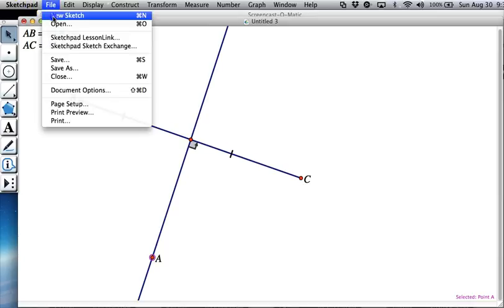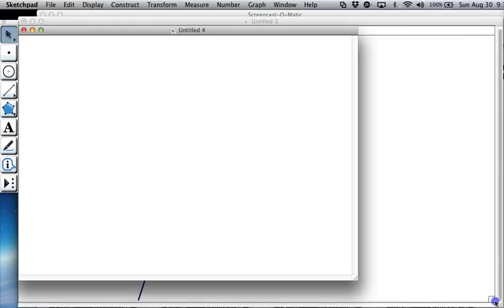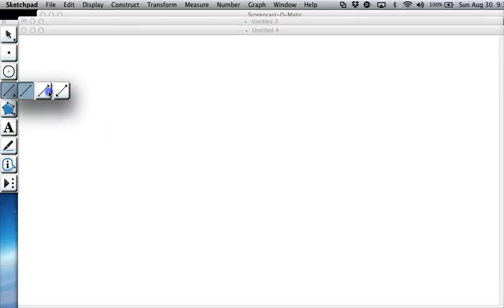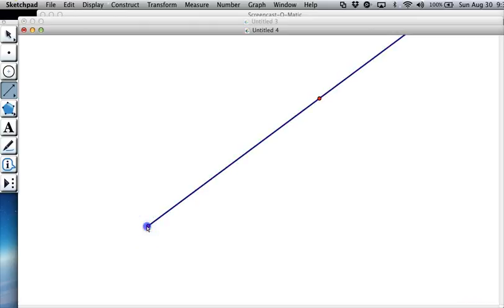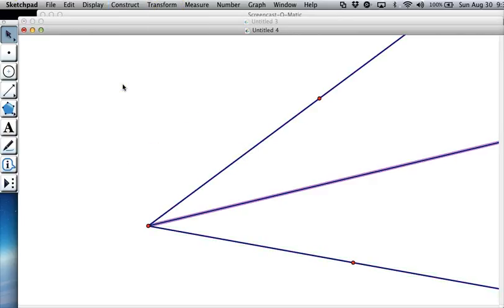Okay, so then now I move on to a new sketch, and this sketch will involve the angle bisector. So for that, I'm going to need an angle. So I'm going to grab the ray tool, and so I have one ray, and then let's have another ray. Okay, and then once I have the angle, I'm going to create the angle bisector. Okay, now what we know about the angle bisector is that any point that's on the angle bisector should be equidistant from the sides of the angle.